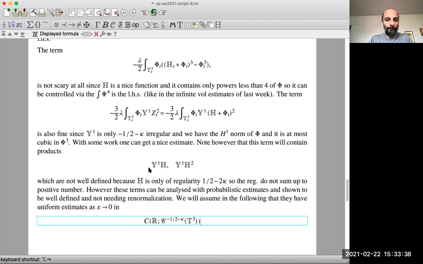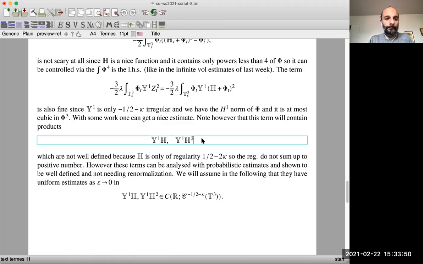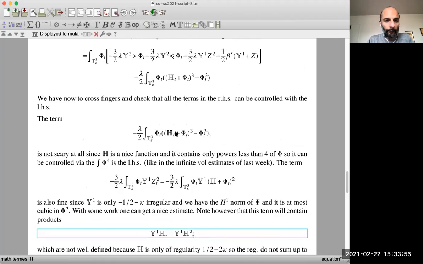So we have things like this. These two terms are in this space. Again, as above. So this we don't care about. That's the message. I'm going back now to my estimate.